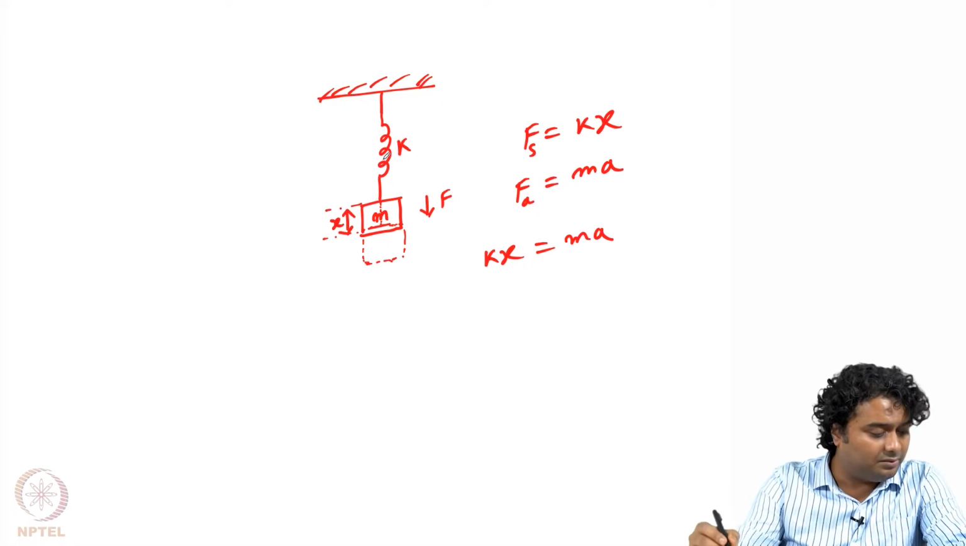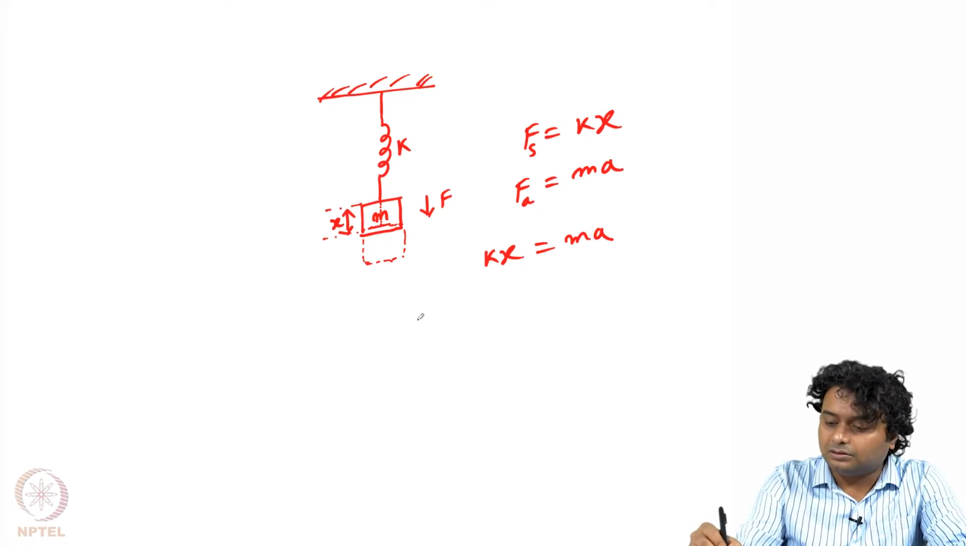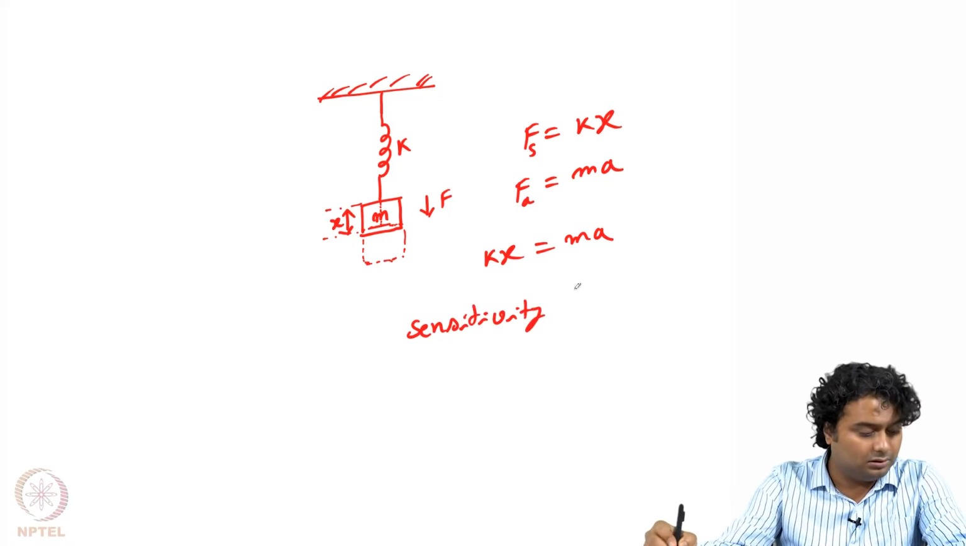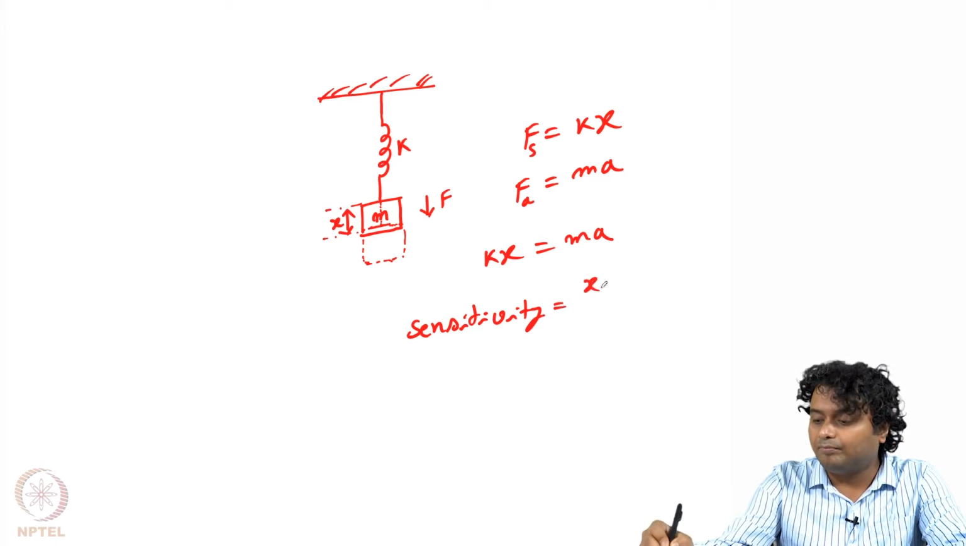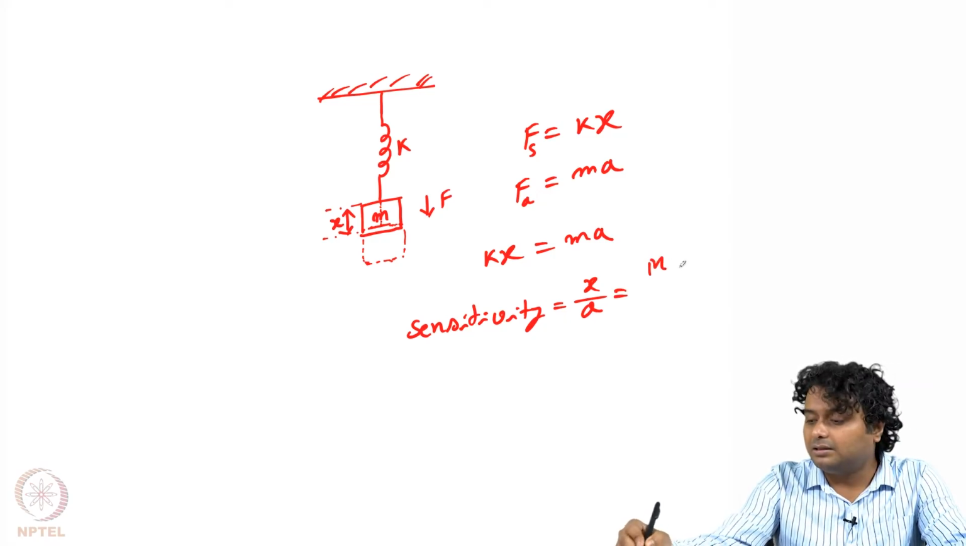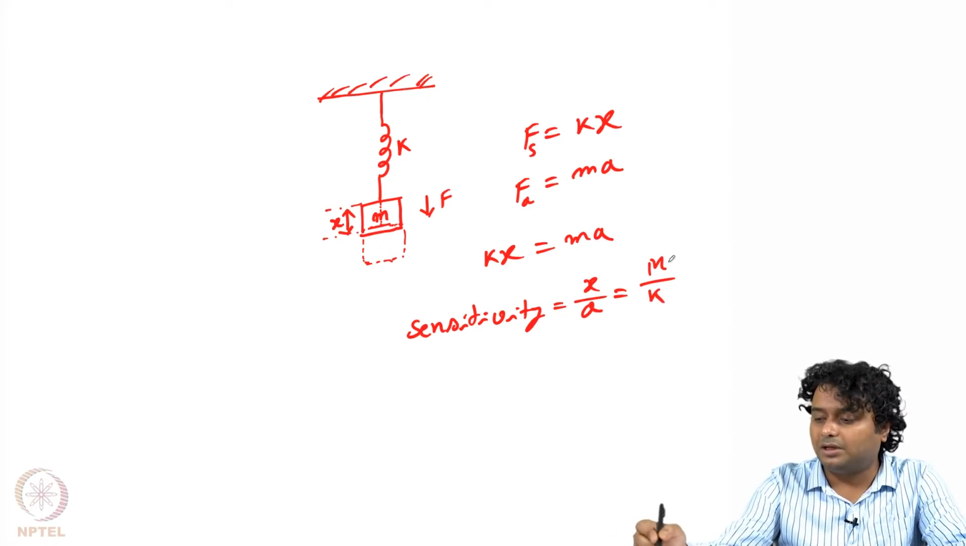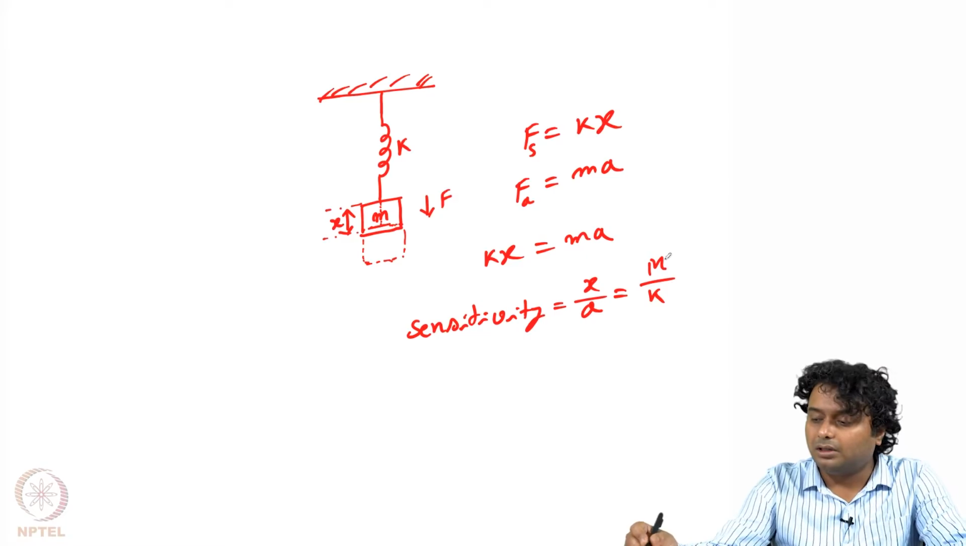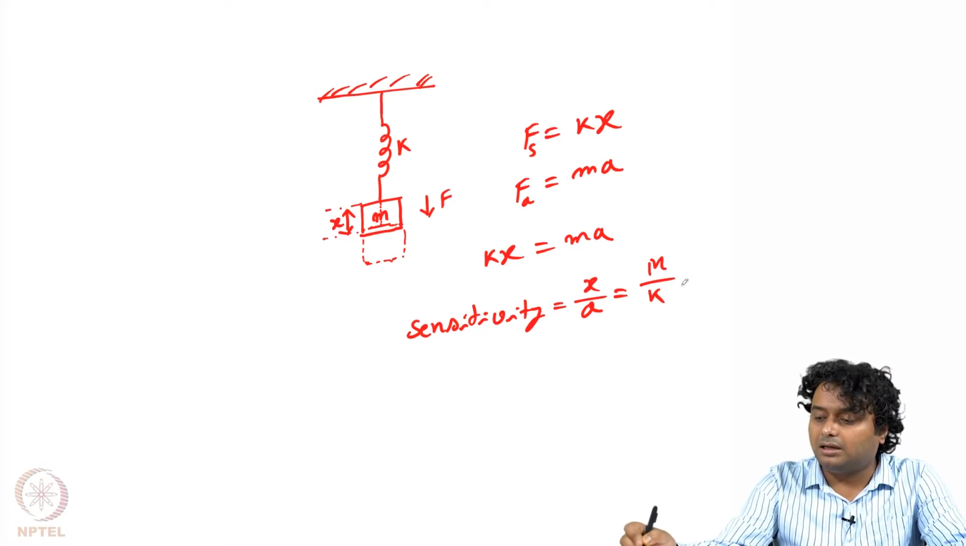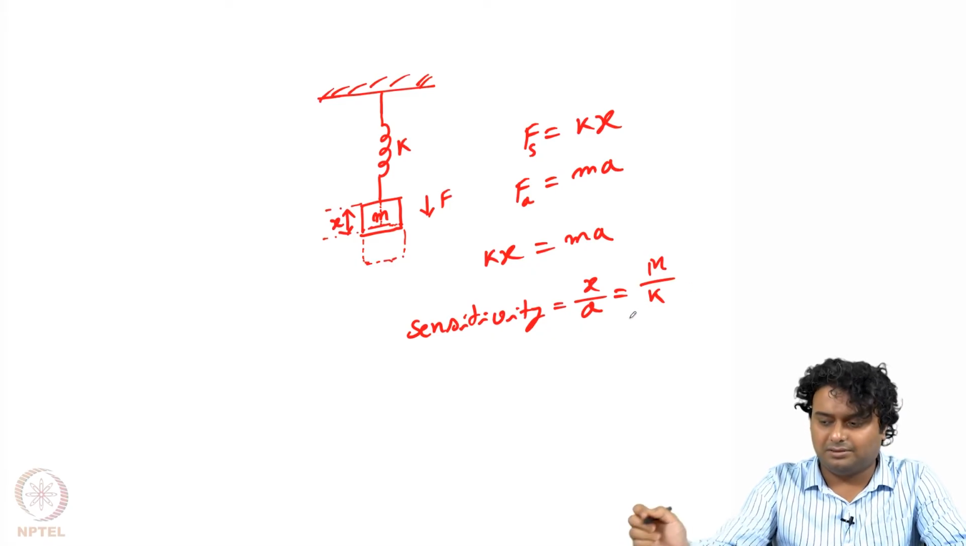And what will be the sensitivity? So sensitivity is equal to x by a, per unit change in the acceleration, how much will be the change in the deflection, and that is m by k. This small m and capital M are the same. Okay. So if we get a higher m by k ratio, then we get higher sensitivity.